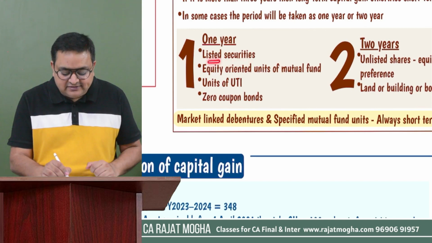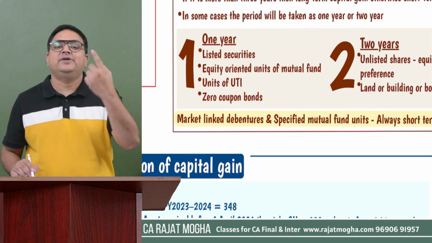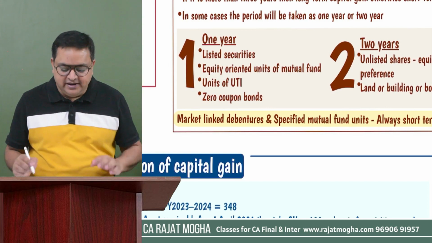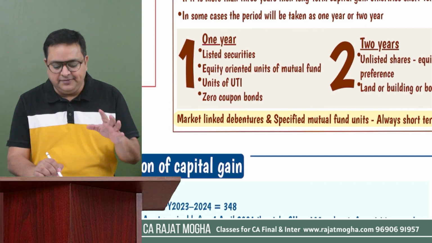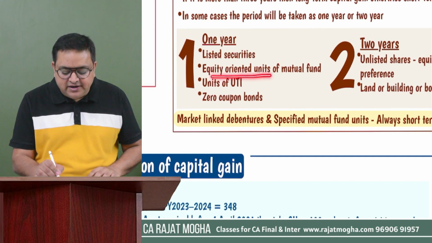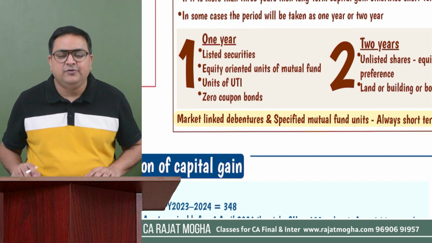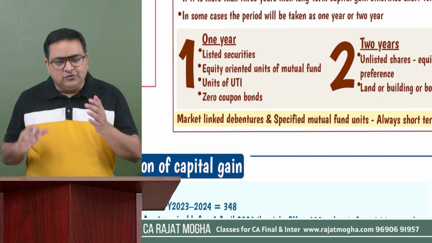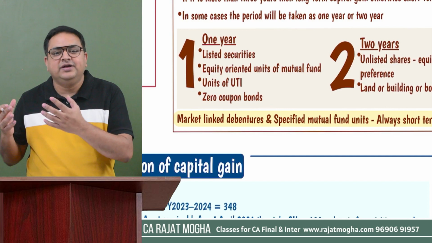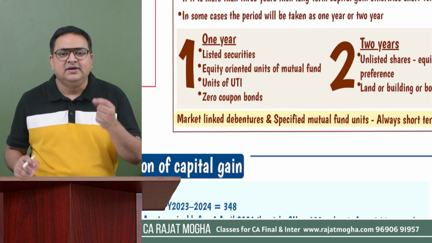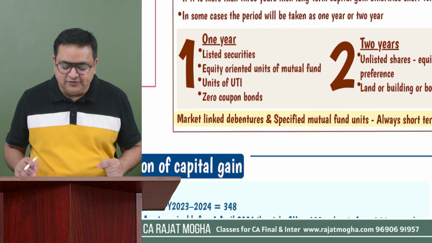So if they are listed and we are transferring it after 1 year, it would be long term, right? Listed debentures, listed shares, any share, preference, equity, any, right? Equity oriented units of a mutual fund. What are equity oriented units? Those mutual fund schemes where they invest 65% or more of their corpus towards equity shares. That is called equity oriented mutual fund units.